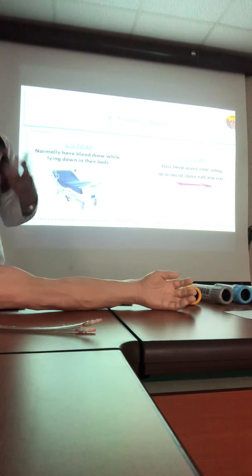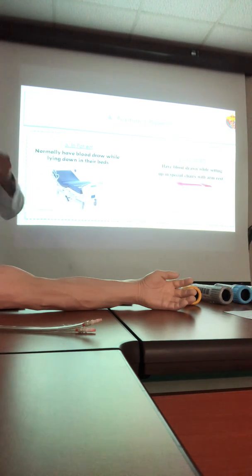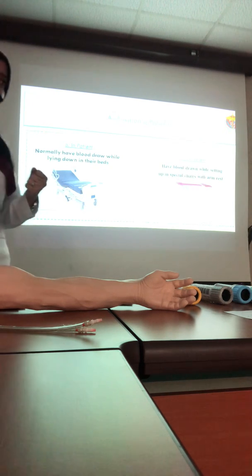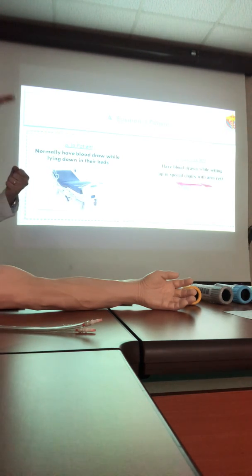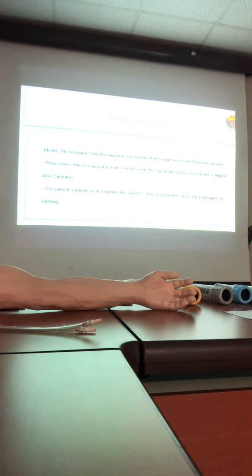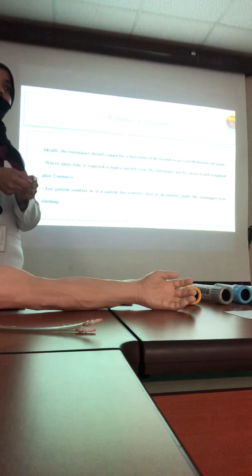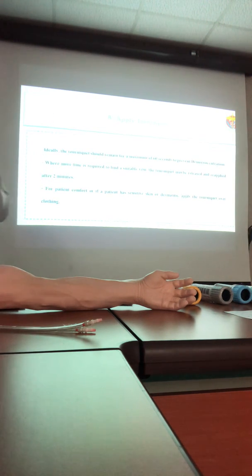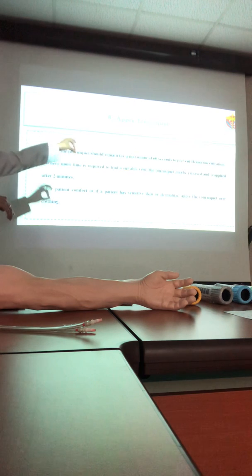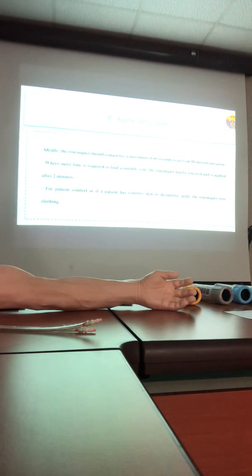Neither too tight nor too loose. If it's too tight, what can it cause? Impeding the arterial blood flow, and it can cause hemolysis. And if it's too loose, it will not affect. Okay? So the tourniquet should remain for a maximum of 60 seconds. After 60 seconds, we should remove the tourniquet. And if we need to reapply it, we can, but after 2 minutes.